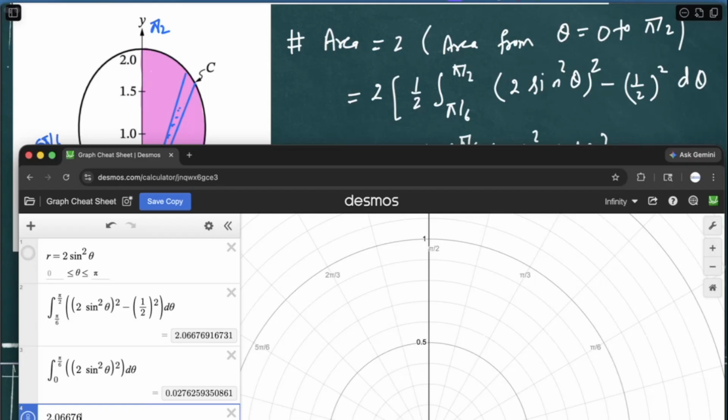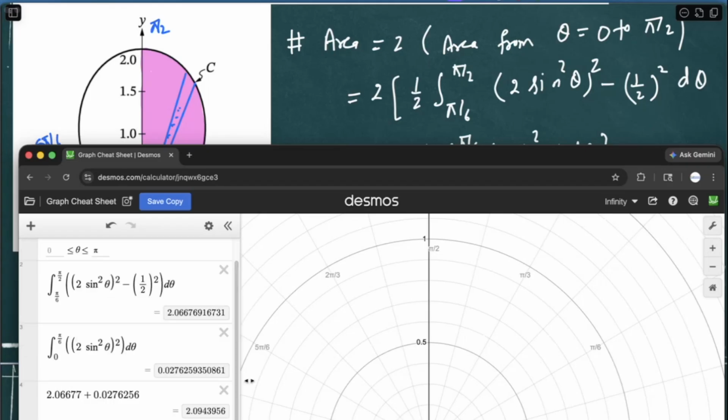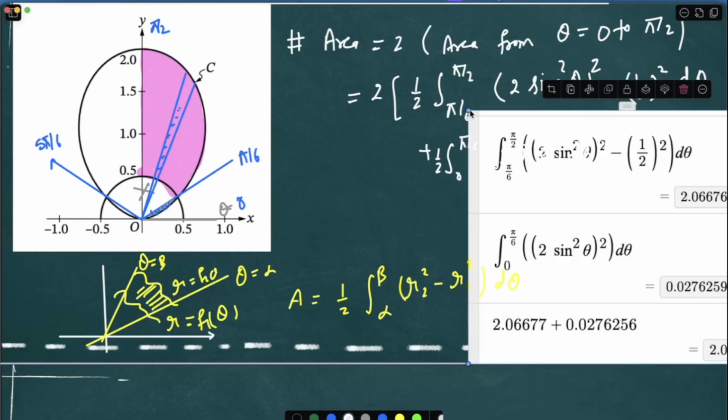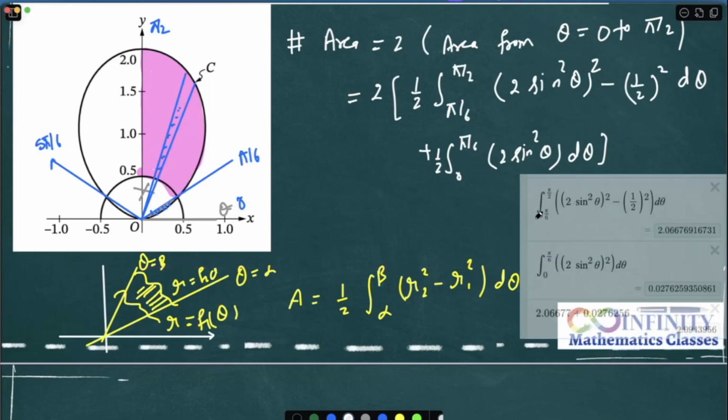2.06676. Let me just use 7 there. Okay, now rounding off the number, 2245 and 0.0276256, something like that. The answer coming out will be like this one. So all the calculations are done using Desmos. I hope you are in a condition to understand what I did here. Any doubt?